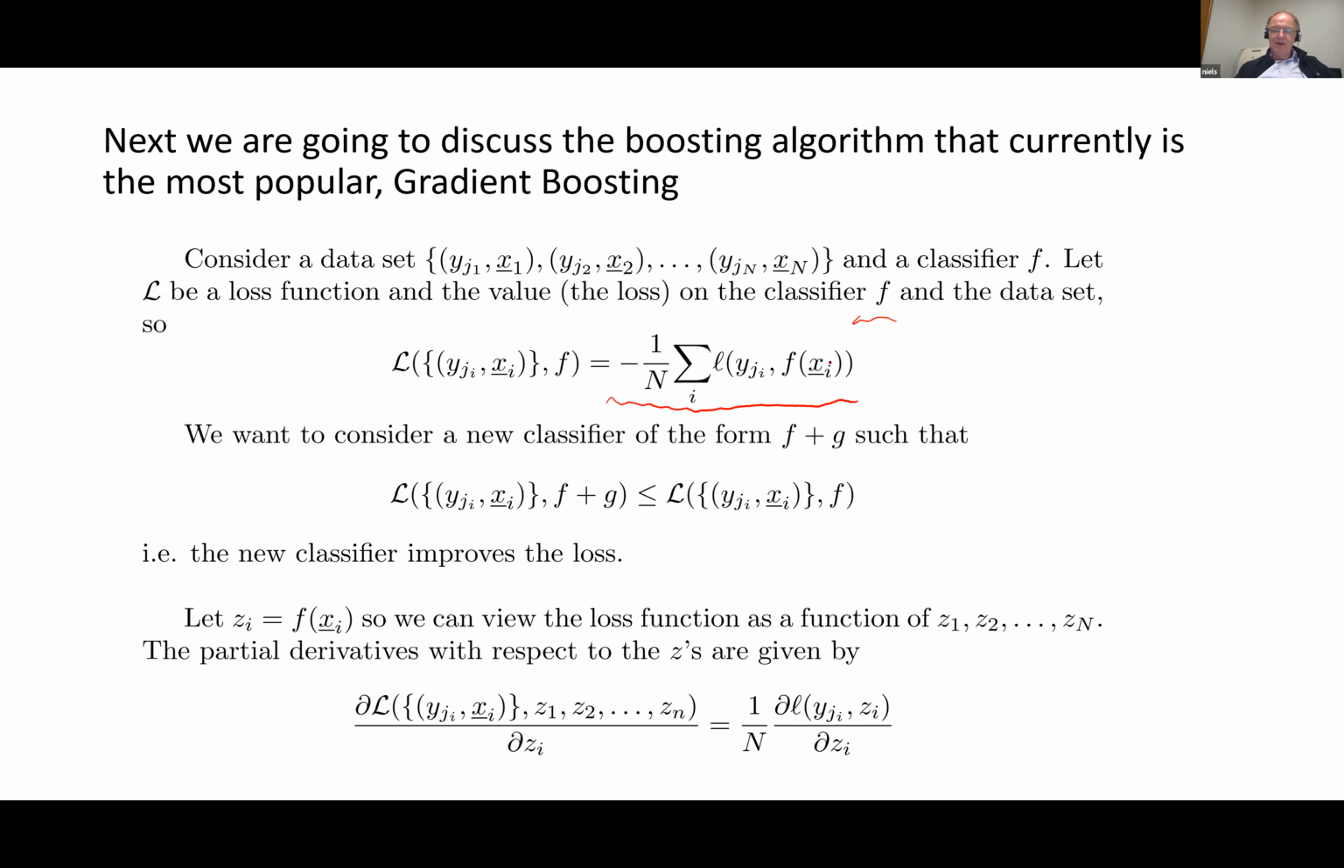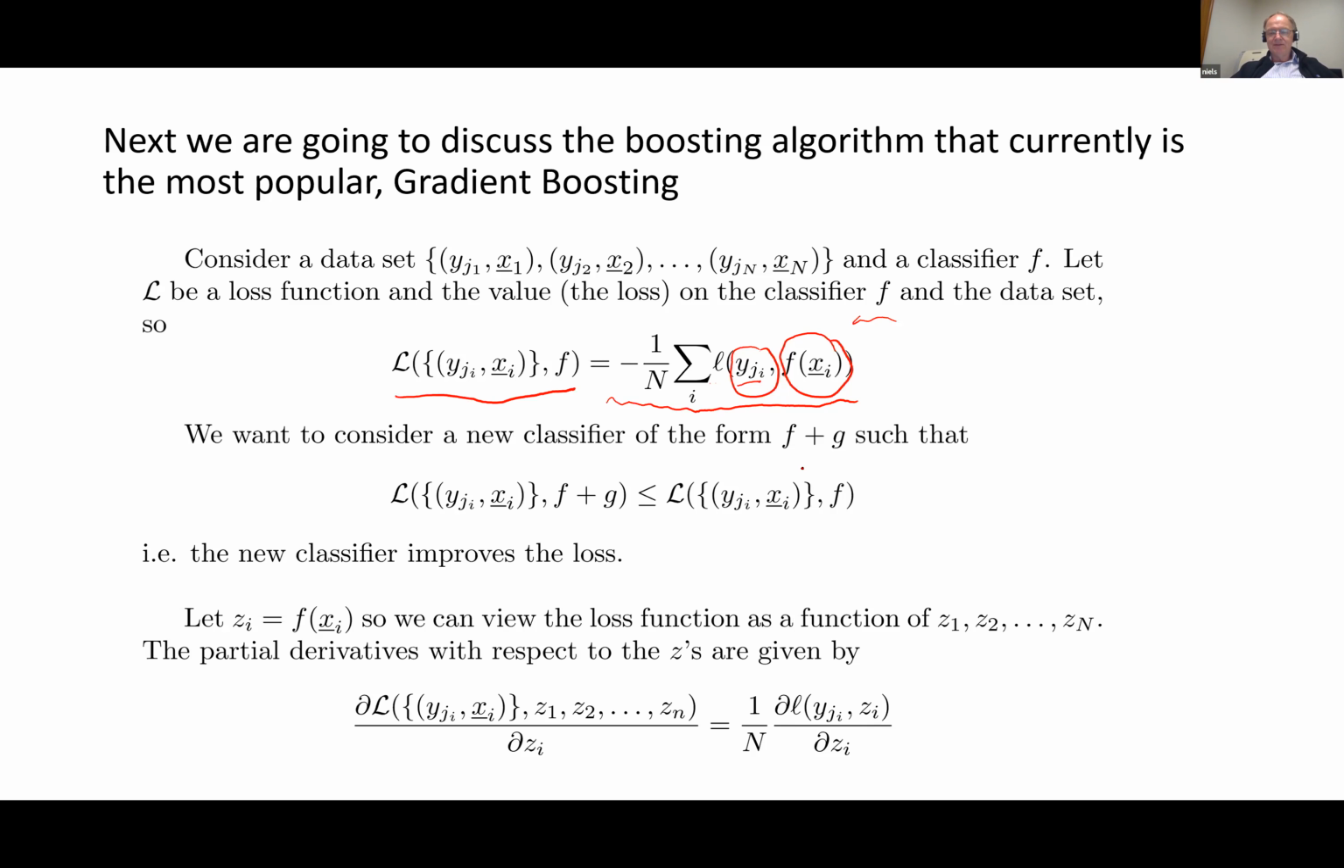So at each data point, my classifier gives me a value here. The loss function measures, is this far away from the actual value that I wanted, or is it close? So this is what a loss function does. And the loss function over the whole data set is the average of these local loss functions. Now I put a minus in front of it here to minimize these. So then I want to look at another classifier.